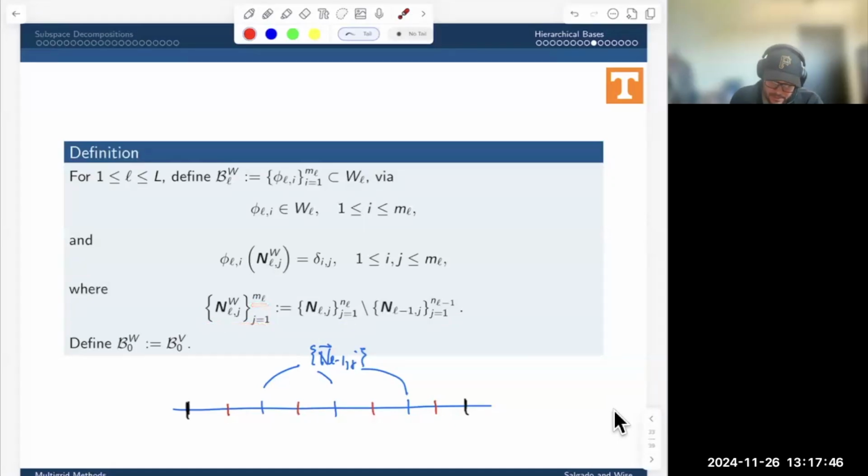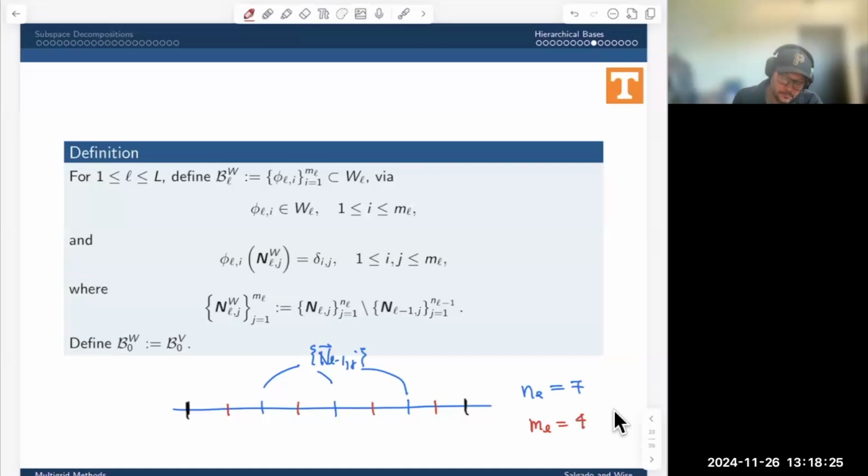M_L is the number of red points. So in this case, we can call this N_L. N_L was equal to 7. That was the total number of points, 1, 2, 3, 4, 5, 6, 7. And what is M_L? M_L is going to be the number of points left over. And let me be really suggestive in my use of colors here. So M_L is the number of points left over after I subtract out the nodal points from N_{L-1}. So that's going to be 4 points. So that's precisely this number here. It's going to be less than this number here.